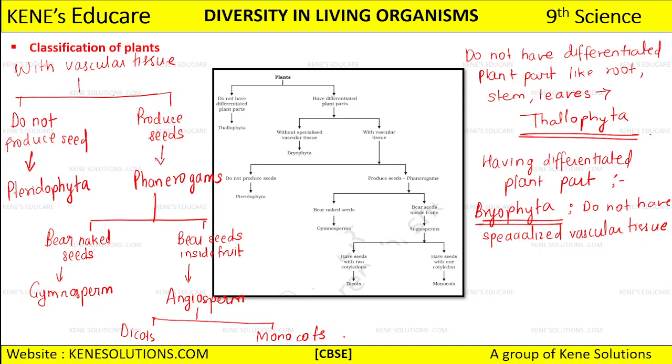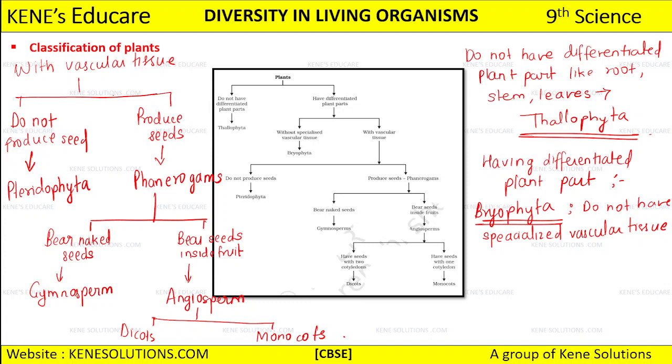If they are not having a specialized vascular tissue, we call that as bryophyta. This is the division of bryophyta, where the plants are not having any specialized vascular tissue. But if the plants are having this vascular tissue, then here again we have two different types, where the plants are not producing the seed, so that includes pteridophyta. So pteridophyta वाला division जो है, उसके अंदर कौन से plants आएंगे?